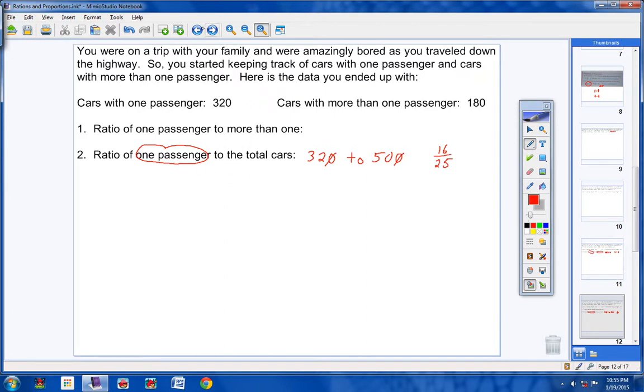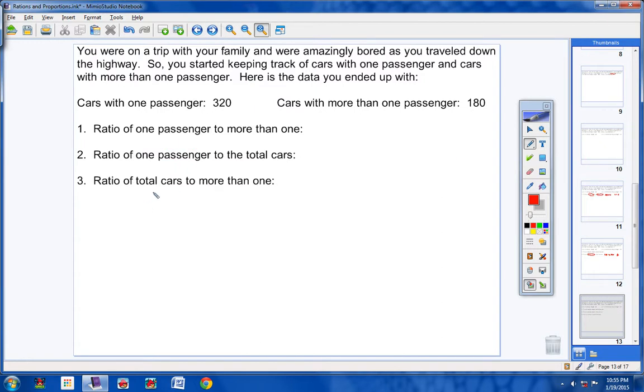It's pretty simple stuff. Number 3, I want you to write the ratio of total cars to more than 1. So the ratio of total cars, it's 500, to the cars that had more than 1, 180. Now let's cross off the zeros. We're left with 50 to 18. Divide by 2 and we end up with 25 to 9. 25 to 9. Okay? Hope that makes sense. Pretty simple. We're just writing ratios, allowing them to represent certain situations.